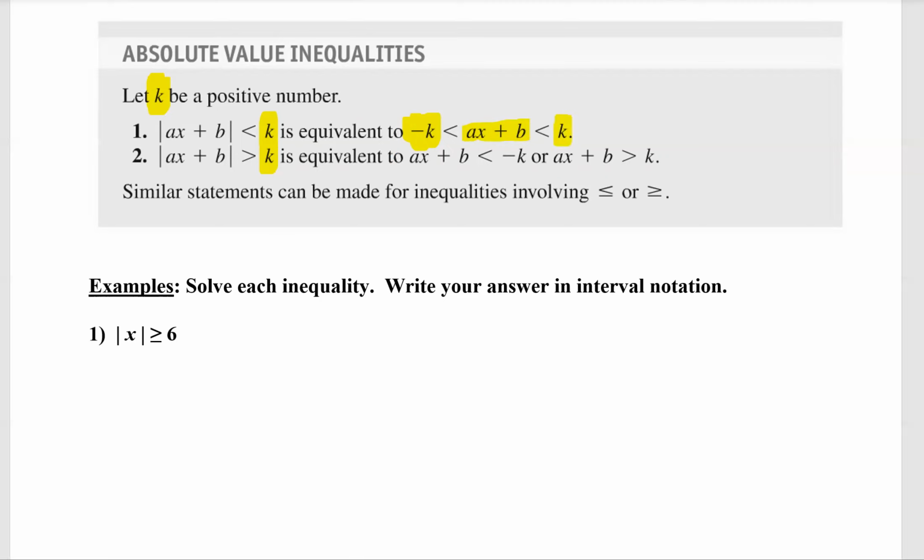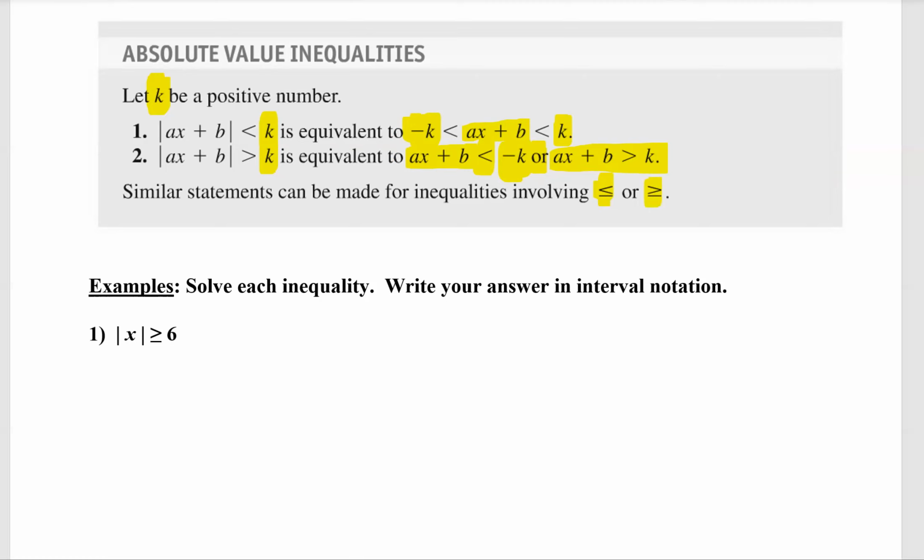If we have the absolute value is greater than K, then we're going to split this up into two inequalities. We'll take the absolute value signs off, flip or reverse the inequality sign, take the opposite of K. Write the word or, take the absolute value signs off, and solve as is. Similar statements can be made for inequalities using less than or equal to or greater than or equal to.